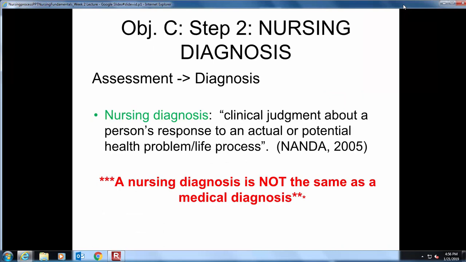Alright, so you've analyzed the data you've collected. Now comes the step of stating your conclusions in the form of a nursing diagnosis. It's important to use nursing diagnoses and not medical diagnosis. For example, a headache is a medical diagnosis, so your patient's here for a headache.